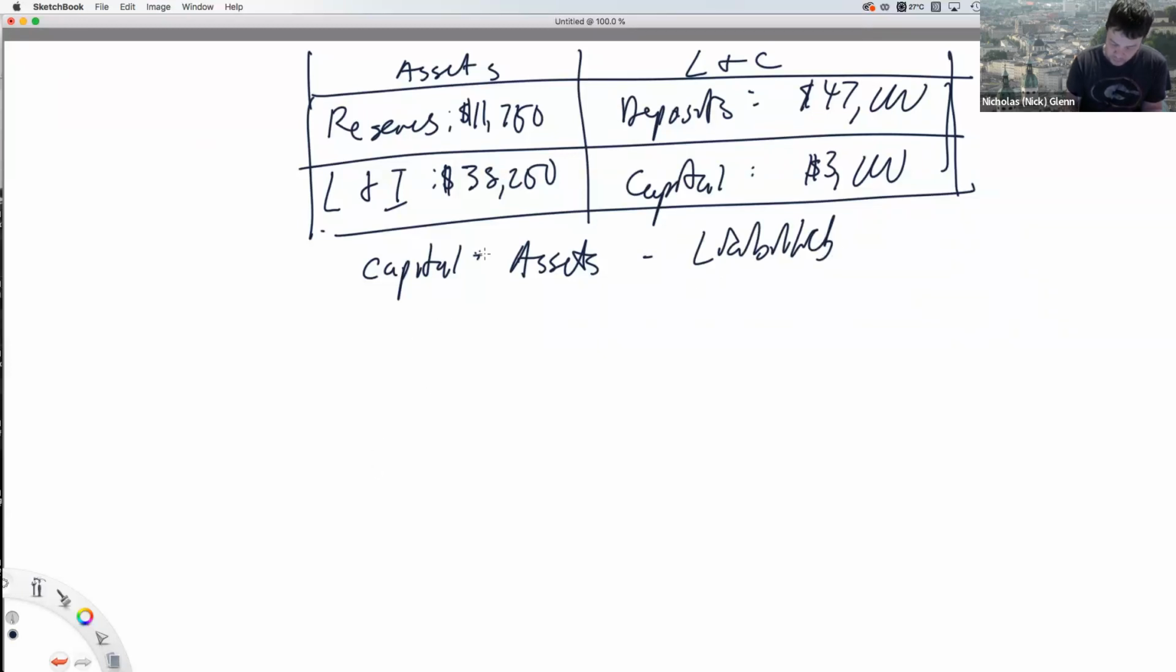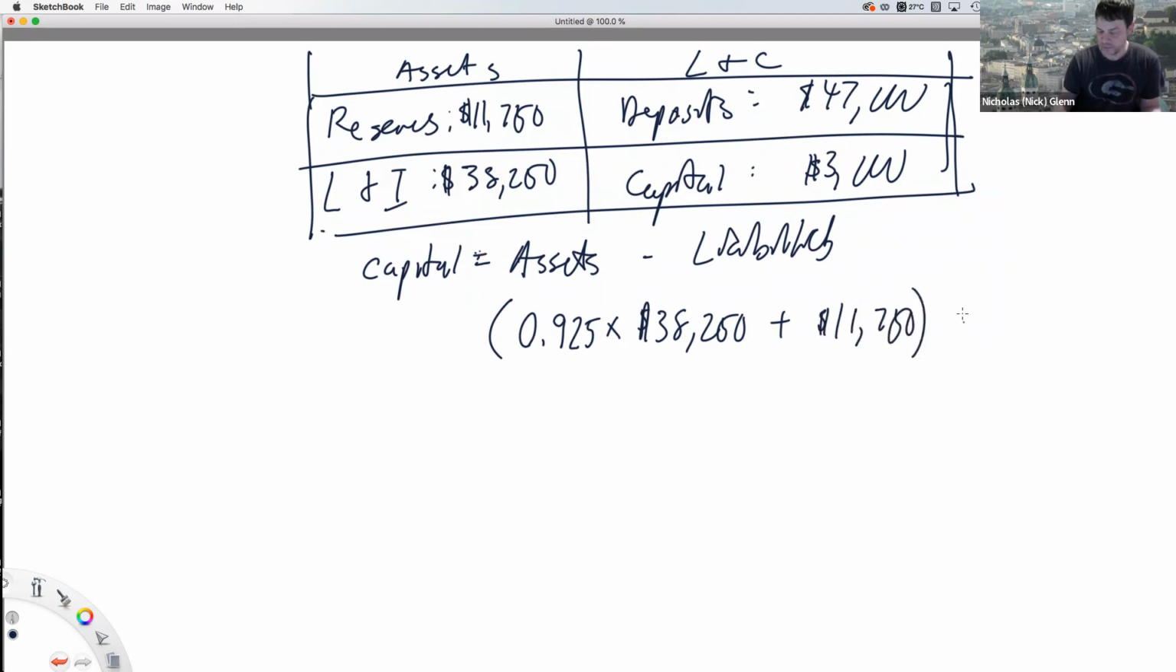So what are the assets? Well, the assets are only going to be 0.925 of these loans and investments now because it lost 7.5%. So you can take that and multiply it by 38,250. Also, in its assets, it has its reserves. It's not losing anything on them because it's not making any types of investment or loans with it. Minus the liabilities. Liabilities here is the deposits. Remember, it's not the capital, that's the bank's. So we're trying to determine how much capital it has. That's 47,000.